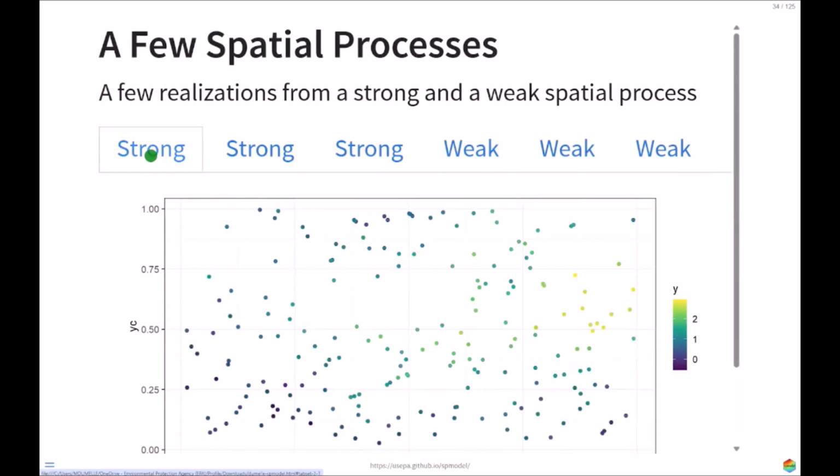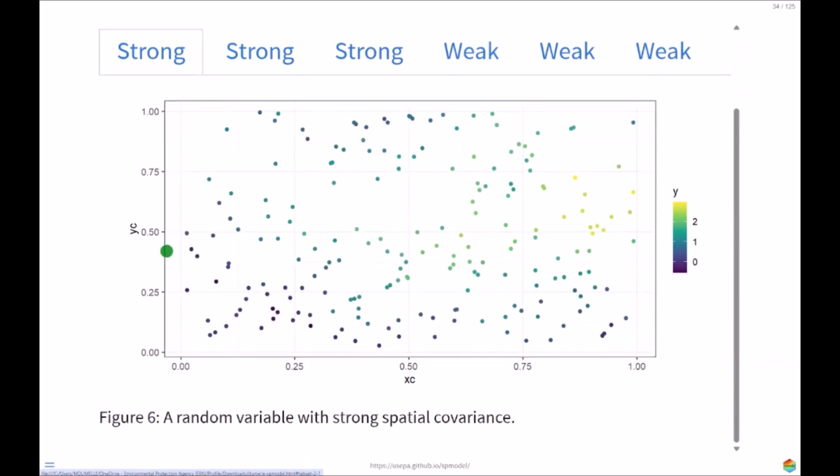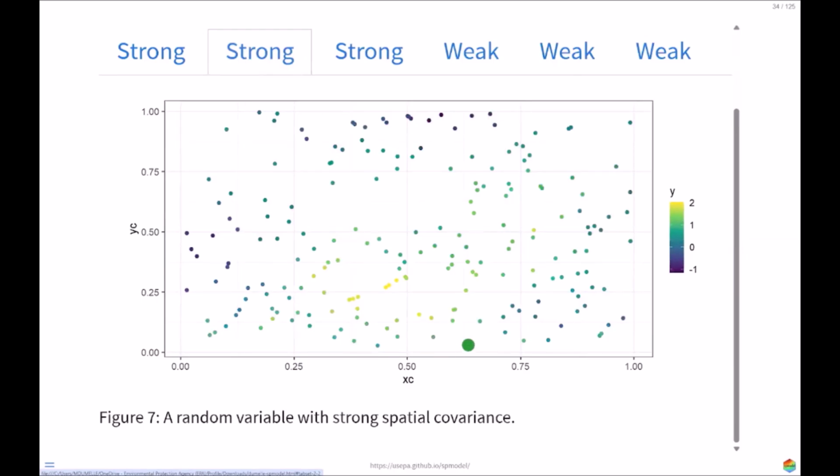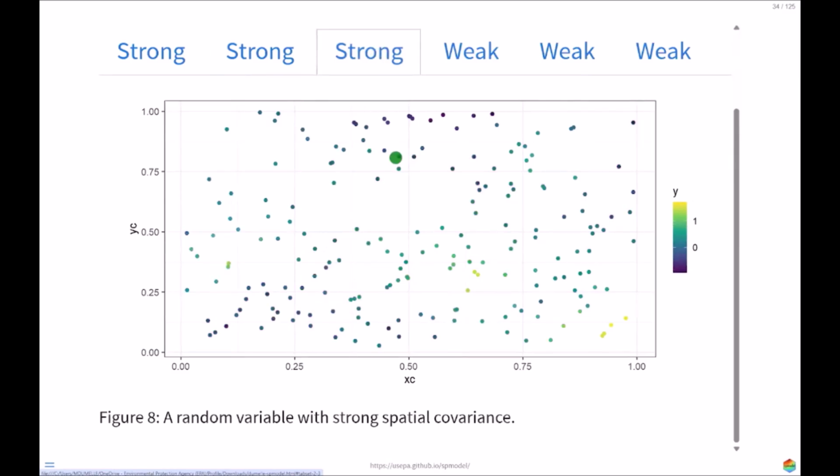So here I want to look at a few different realizations of spatial processes. These first three are realizations from a strong spatial process. We see nearby values are quite similar. If we look at another realization, we'll have different values, but you should still see that strong spatial pattern. Now the larger values are in the bottom left here, but we still see that spatial structure visually. If we look at another pattern, we see that again.